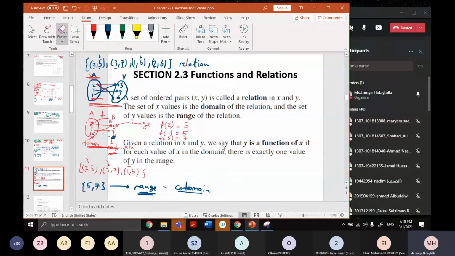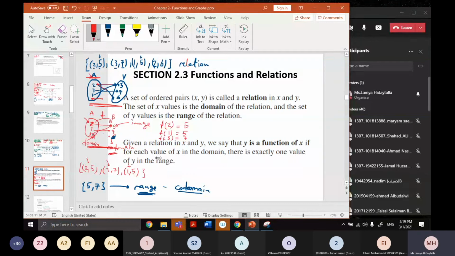Okay, given a relation in x and y, we say that y is a function of x if for each value of x, each element here must have an arrow coming out of it, in the domain, there is exactly one and only one, a unique value of y in the range. A unique arrow. If there is an element here, like 4, for example, and it has no map, it's also not a function.